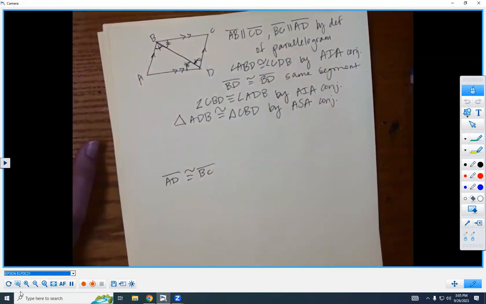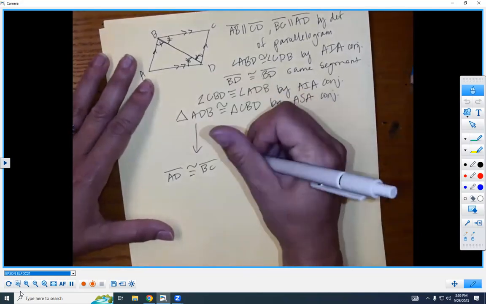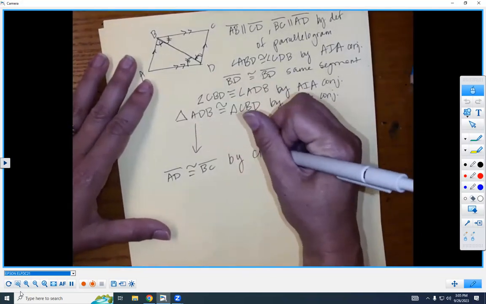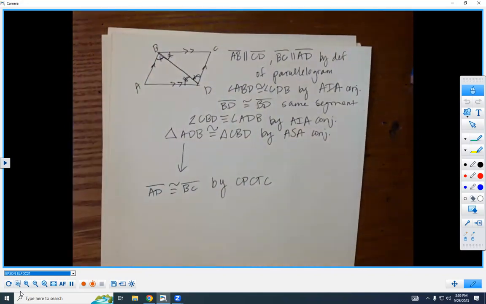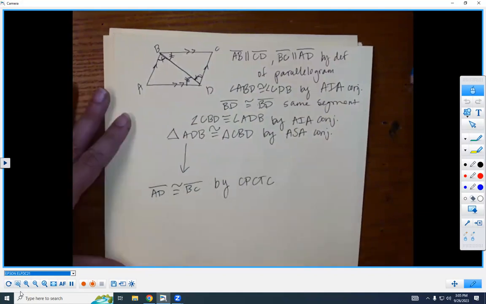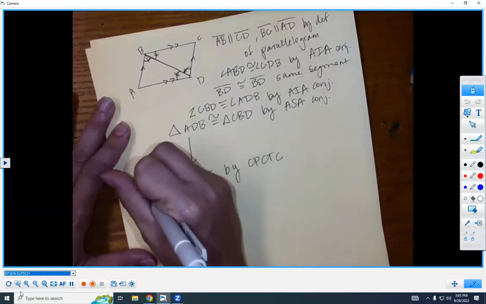And have we finished? Did we meet our goal? Can we say AD is congruent to BC now? Yes. Now we can say AD is congruent to BC by CPCTC. And remember how I said, technically we need to do both sets of sides? Did I do both sets of sides this way? Can't I also say BA and CD? Because I did both ways, technically you could get both of them that way. AB is also congruent to CD.